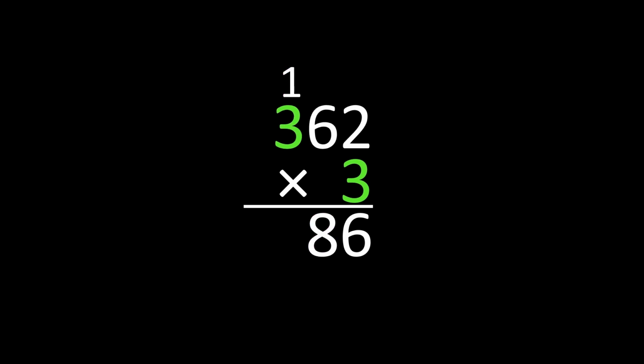So now I'm multiplying 3 times 3. 3 times 3 is 9, and I have the 1 that I carried from the previous step, so I'm going to add that 1. So I'll have 3 times 3 is 9, plus 1 is 10, for my product of 1,086.